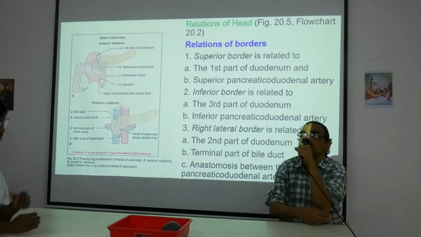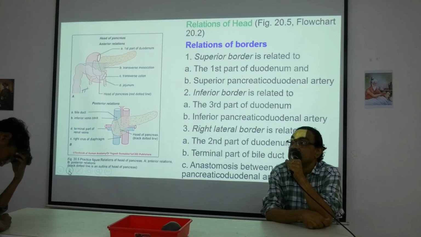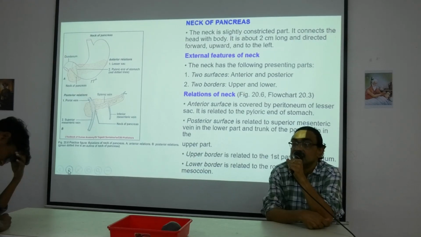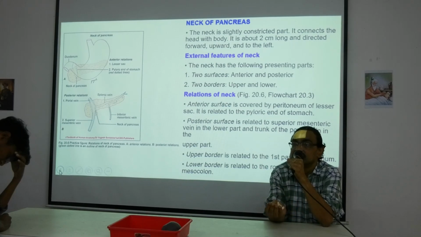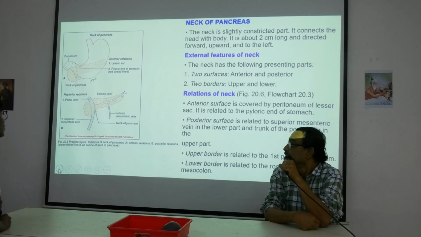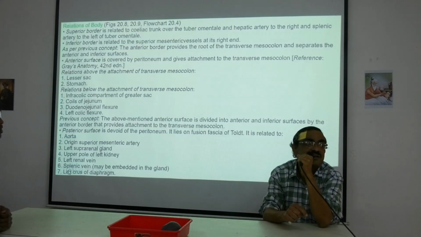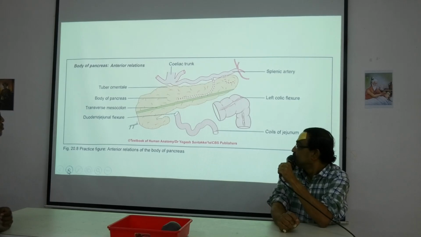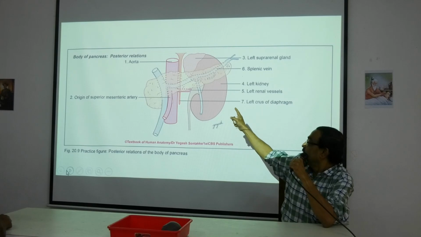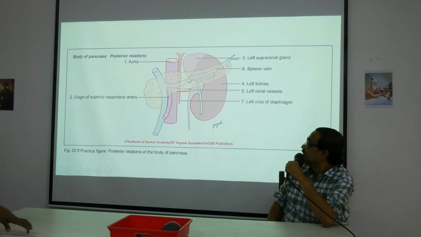And the tail of the pancreas, what is the most important part? It is in relation to the hilum of the spleen. You know, spleen has got several surfaces. One is the outer surface, that is the diaphragmatic surface, and the inner or the visceral surface. Achha, before that, we can have the picture of the pancreatic duct.